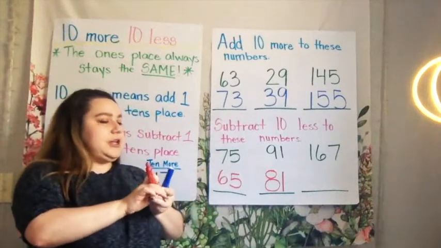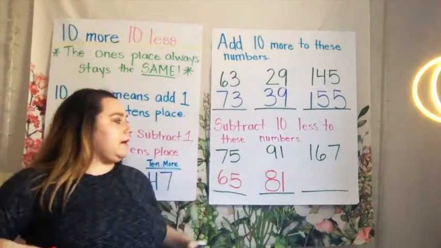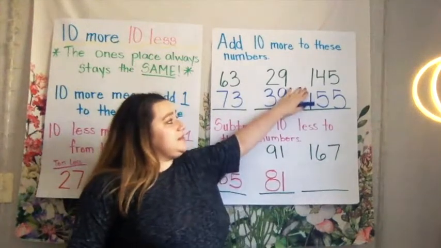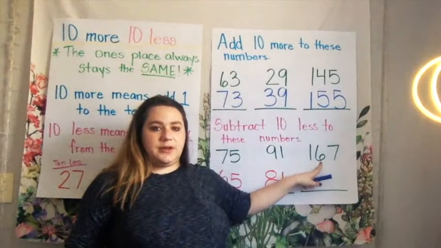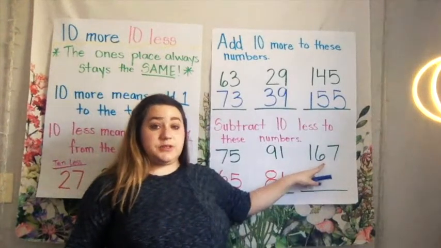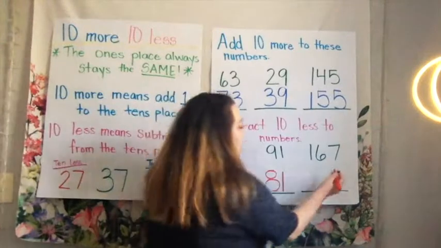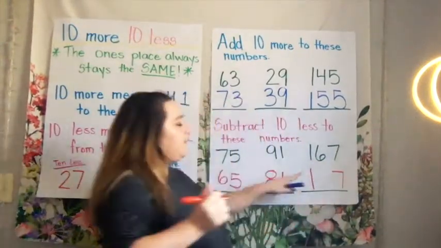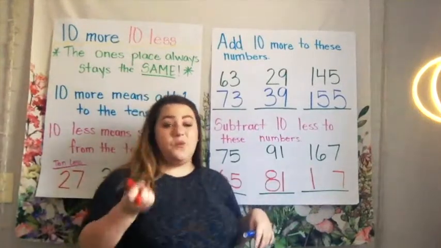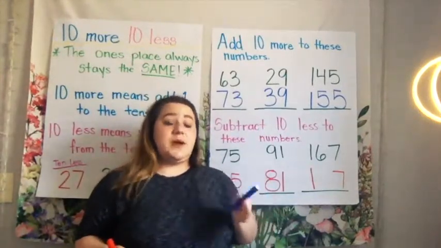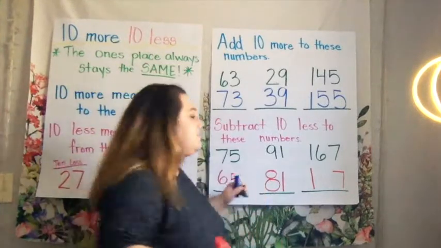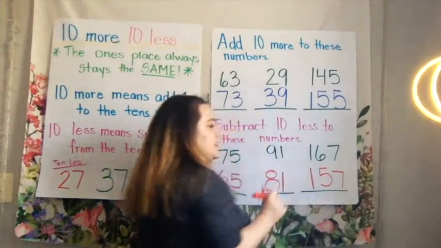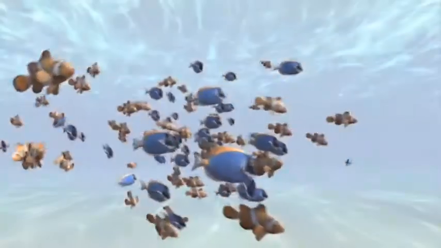All right, I have a challenge. Bring it on. I have the number 167. Same thing as up top. The only number that will change right now is the one in my tens place, which is this number 6. So I can bring down my 7. I can bring down my 1. And now I'm looking at this 6. I need to take 1 away from 6. So 6 minus 1 is 5. 157 is 10 less than 167.